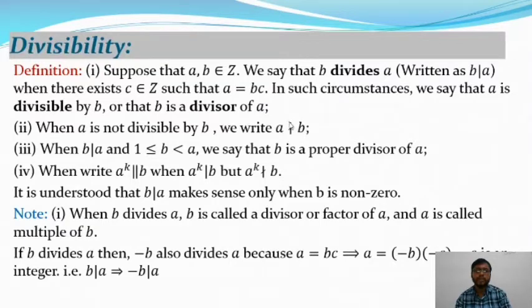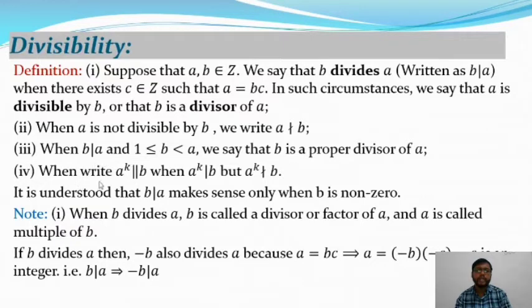This is the symbol for "does not divide": a does not divisible by b. And when b divides a and 1 is less than or equal to b less than a, that means b lies in 0, 1 to a, then we say that b is a proper divisor of a. So these are the properties of the divisibility.